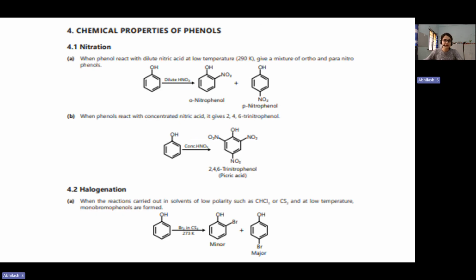Let's discuss the chemical properties of phenols. When phenol reacts with dilute nitric acid, it leads to the formation of ortho and para nitrophenols. Here you can see it in the resonance structure.